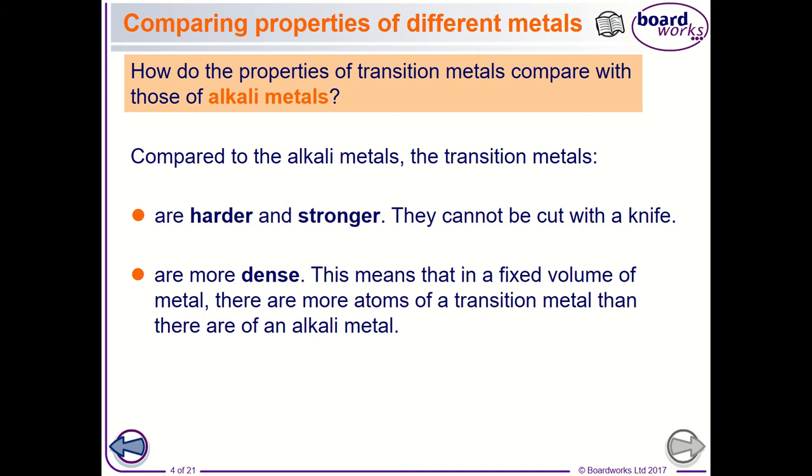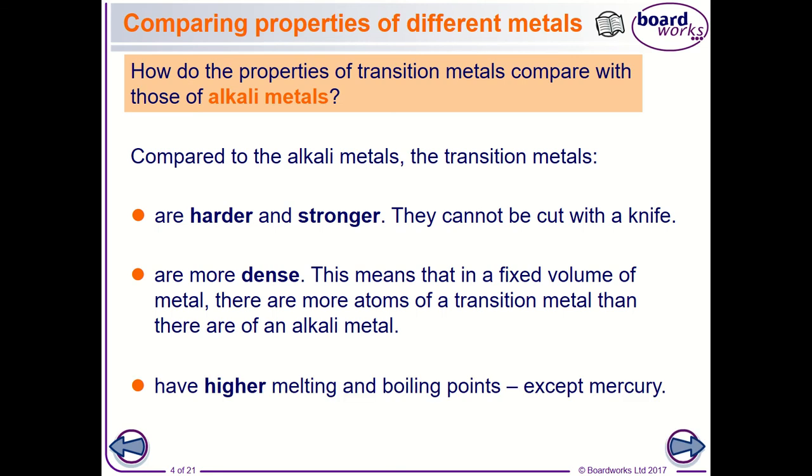There's way more metal per cubic centimetre, per volume of space than in the group 1 metals. These will all sink when you put them into water. None of them will float like our group 1 metals did. Okay, they have much higher melting points, they have much higher boiling points than the alkali metals, the group 1 metals, except mercury. It's a bit of an oddity, but that's beyond the remit of GCSE chemistry.